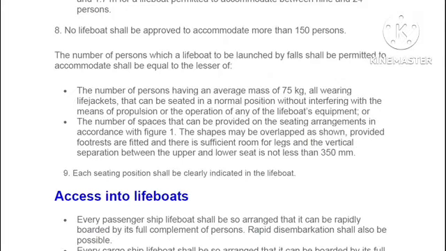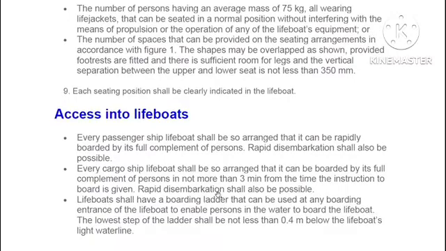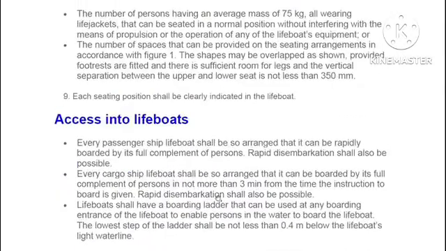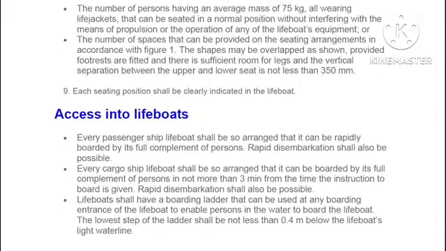Each seating position shall be clearly indicated in the lifeboat. So you must have seen in your drills that seatings are clearly indicated. Access into lifeboat. Every passenger ship lifeboat shall be so arranged that it can be rapidly boarded. So these are obvious points. Every cargo ship lifeboat shall be so arranged that it can be boarded by its full complement of persons in not more than 3 minutes. So the time requirement is also there, not more than 3 minutes.